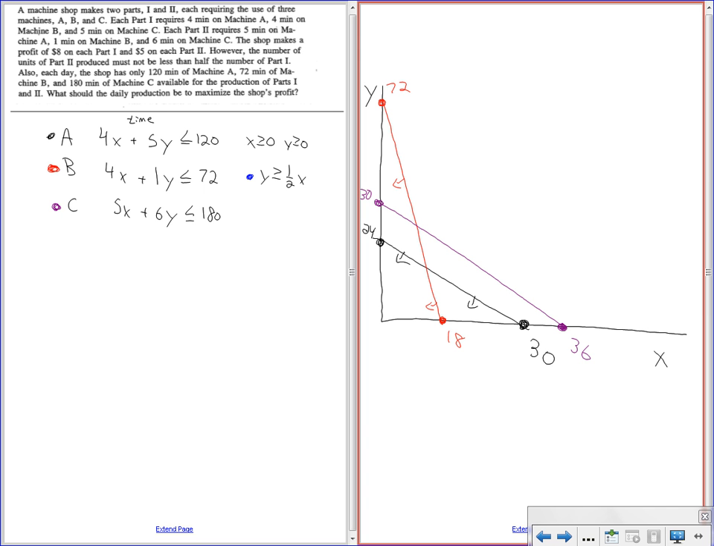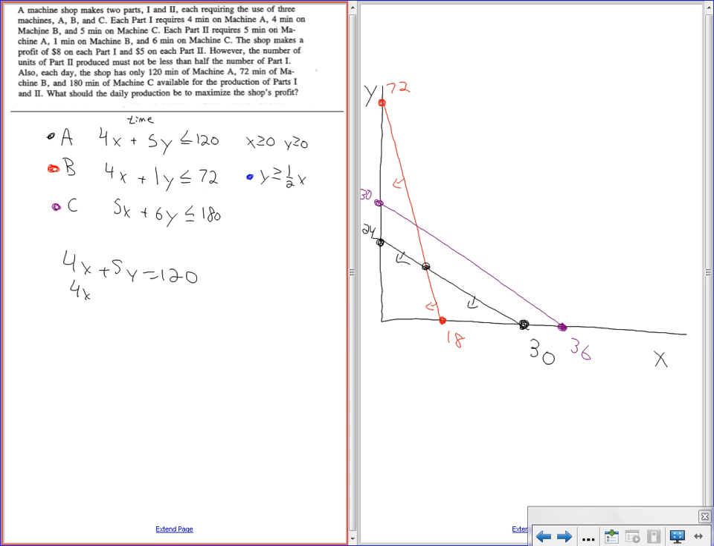You guys see we intersect the red and the black here, correct? So what I'm going to do is figure out the intersection of those 2. It sets up nice and cleanly to use either substitution or subtraction. Do you agree? I'm going to use subtraction for elimination here. So I'm going to say that 4x plus 5y is 120. 4x plus 1y is 72. Subtract everything out. I get 4y is 48. So y is 12.